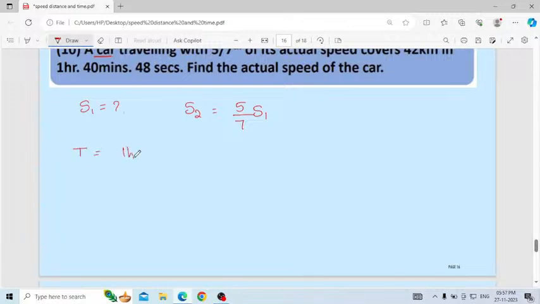Time it will be 1 hour 40 minutes, then 48 second. Convert all the units in terms of second. 1 hour it will be means 3,600 second. This one 40 into 60 second plus 48 second. This also second, this also second. Then add, you will get here 6048 second.